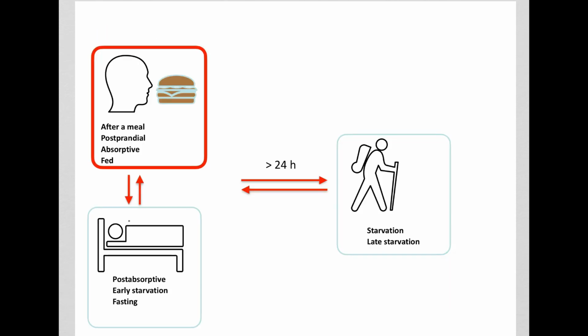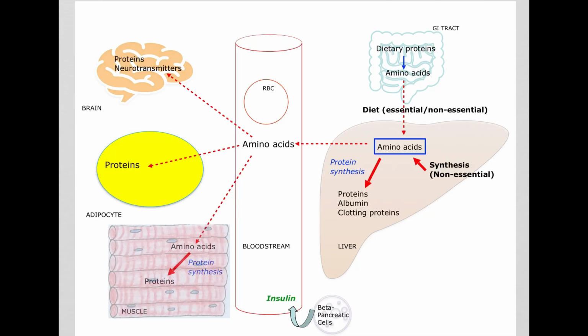Just as a reminder, we are still talking about this state, which is after a meal, or postprandial. In the last video, we talked about the synthesis of the non-essential amino acids. In today's video, we shall look at the digestion of proteins in the GI tract and then how we absorb the essential as well as the non-essential amino acids into our bloodstream.